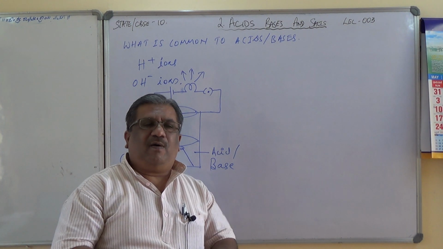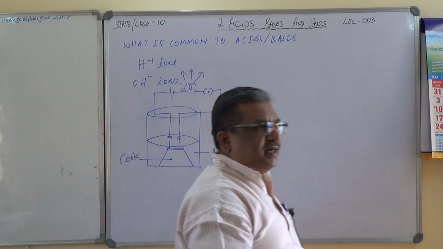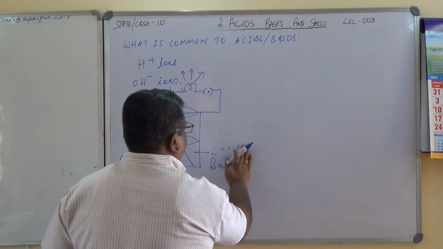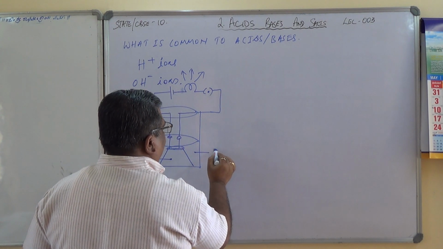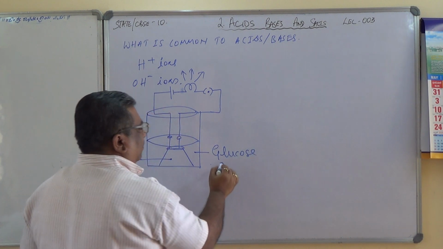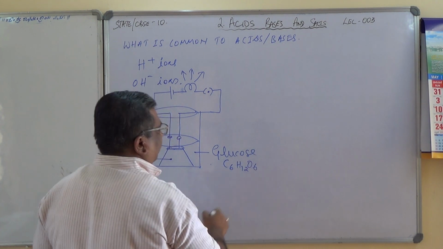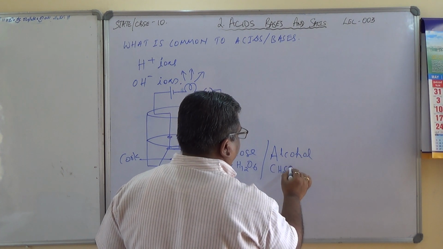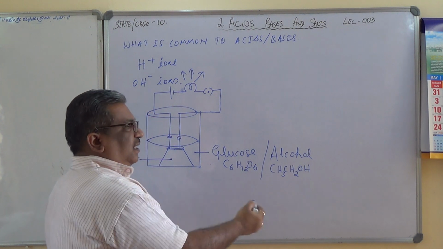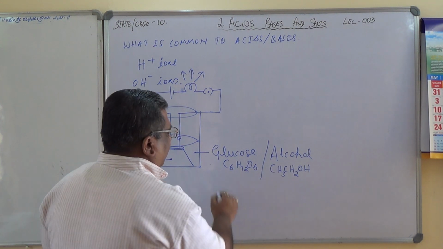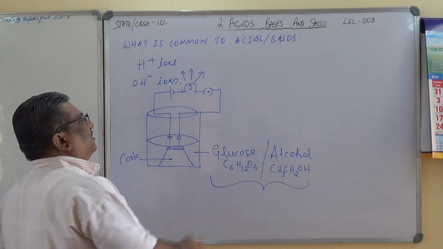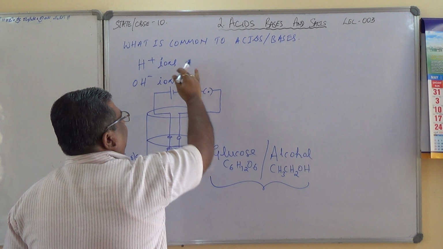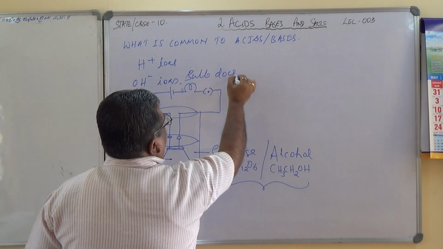The question arises: acids contain H plus ions. Does it mean that all the compounds which contain hydrogen are able to conduct electricity? Say for example, in one more case, here itself, instead of acids or bases, if I take glucose solution, formula C6H12O6, or if I take alcohol, ethanol, which is CH3CH2OH or C2H5OH, these also contain hydrogen. But whether these solutions will be able to conduct electricity and the bulb glows, here the bulb does not glow.